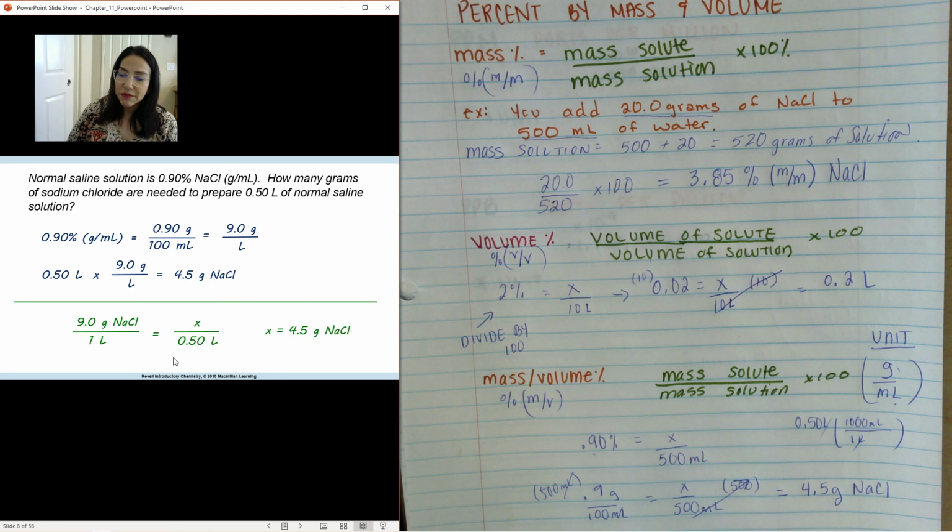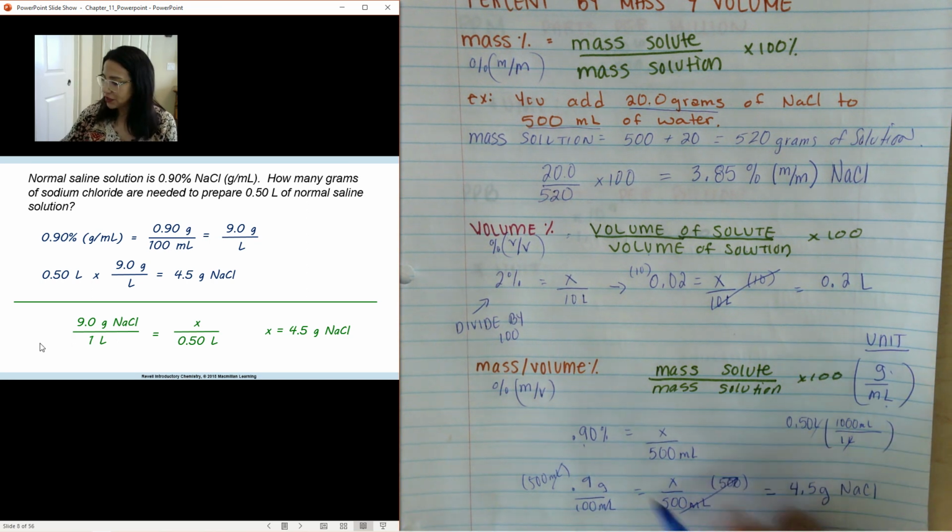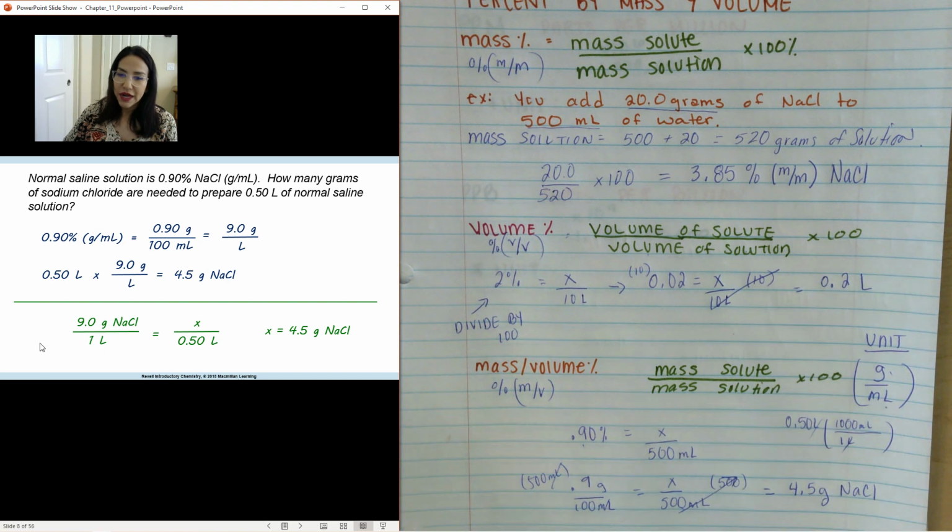All right, so same difference, just a different way of showing how to do the problem. In this one, they did cross multiplication, which is very similar to what we did. We just kind of cross multiplied, I guess.